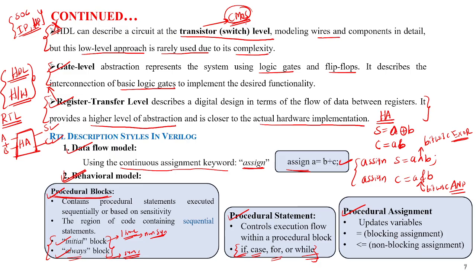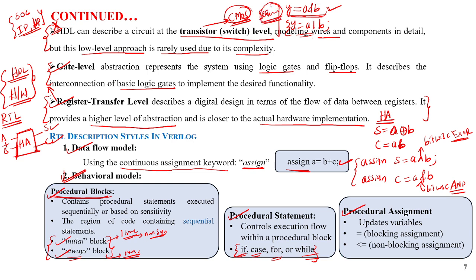Blocking assignment means, suppose y equal to a or b. When this instruction is executing, the next instruction will be in a blocked state. That is nothing but a blocking assignment. So these will execute sequentially.